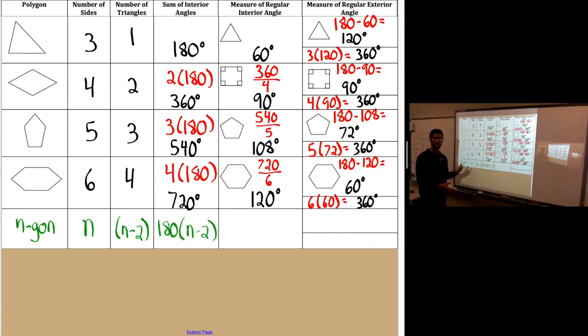The measure of a regular interior angle. We see that we have 360 divided by 4, 540 divided by 5, 720 divided by 6. Now, where are these numbers coming from?